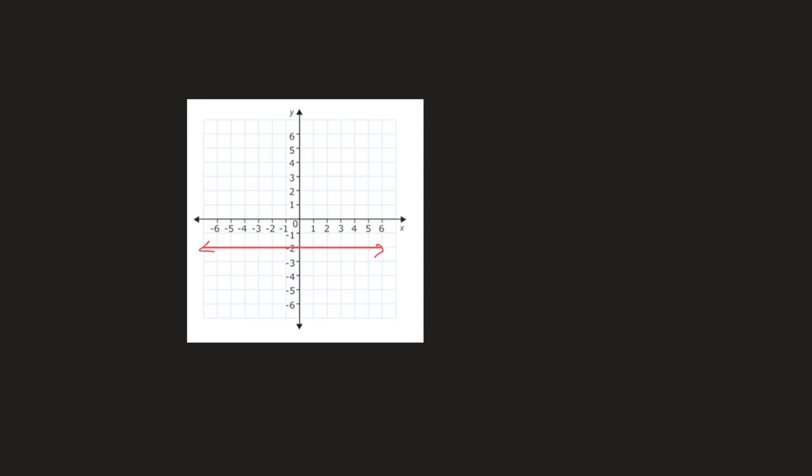Horizontal or vertical line? Say horizontal line, okay? What axis does it go through? Y. Goes through the y-axis. Therefore, the equation is going to start with what letter? Y equals. And where did it go through? -2. Y equals -2.